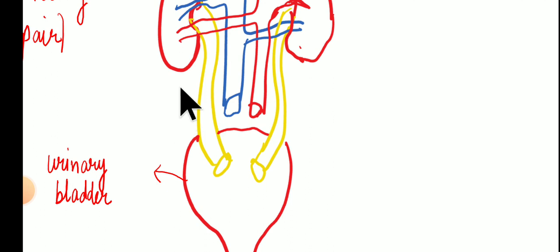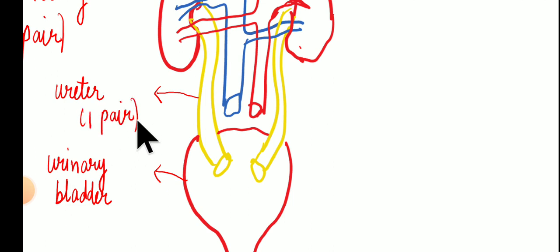Urinary bladder. Here we can see the tube-like structures. These tube-like structures are ureters. One pair of ureters is present in the human excretory system. Ureters are tube-like structures which connect the kidneys to the urinary bladder.